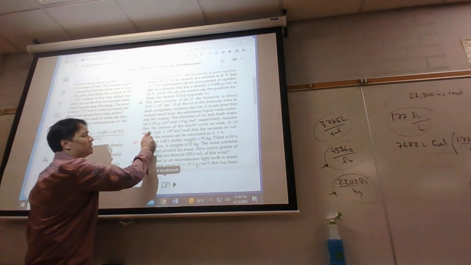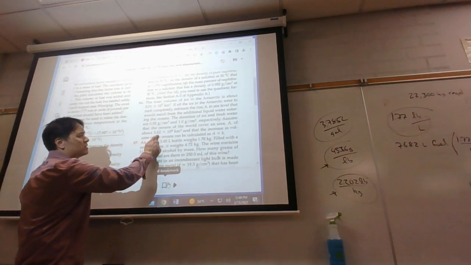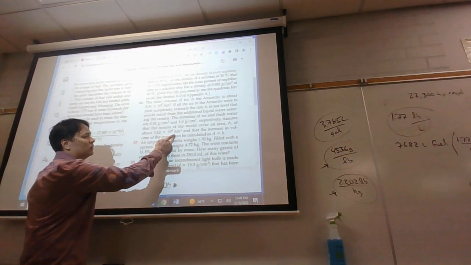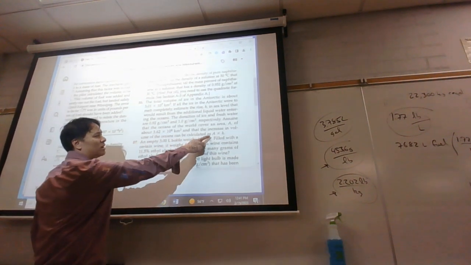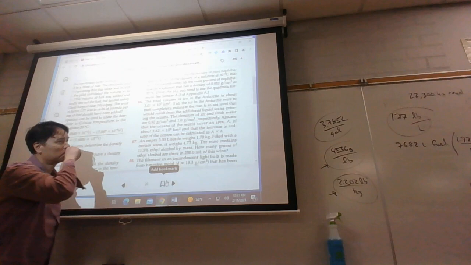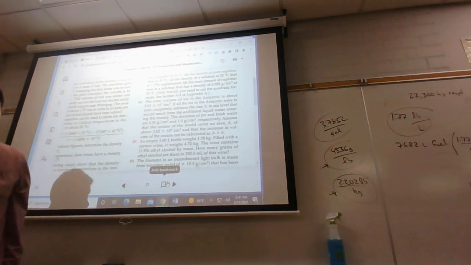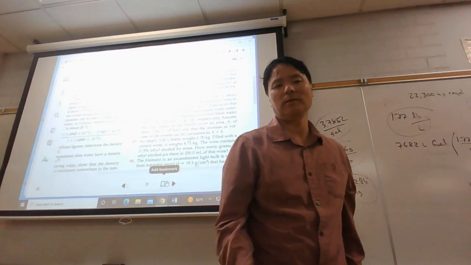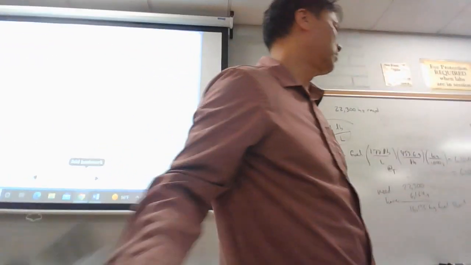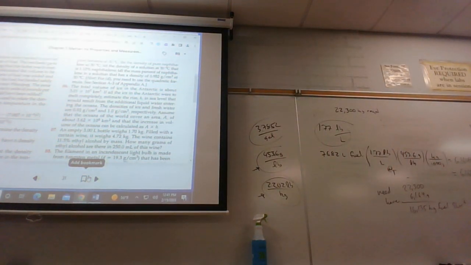Assume that the oceans of the world cover an area of about 3.62 times 10 to the 8th square kilometers, and that the increase in volume of the oceans can be calculated as area times height. So I was thinking about this problem. We would have to make some gross simplification to solve this.